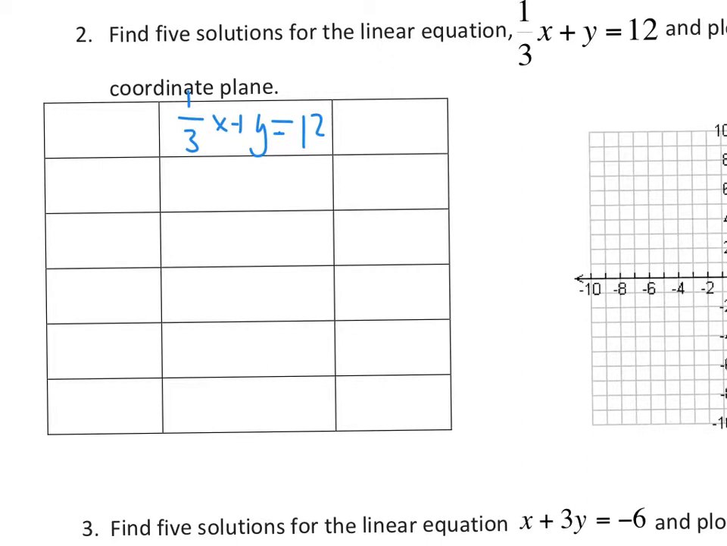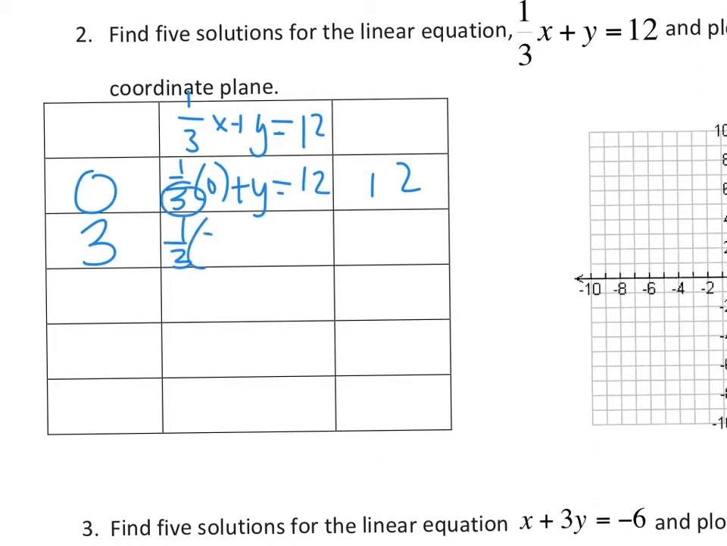So I'm going to start with 0, because 1/3 times 0 is 0. So that means y is going to equal 12. Now I'm not going to use 1 or 2, but I'm going to jump right to 3, because 3 is the denominator in that fraction. So 1/3 times 3 is going to give me 1. Those are going to cancel. And I'm going to get 11.